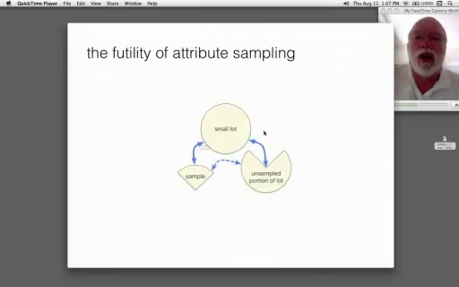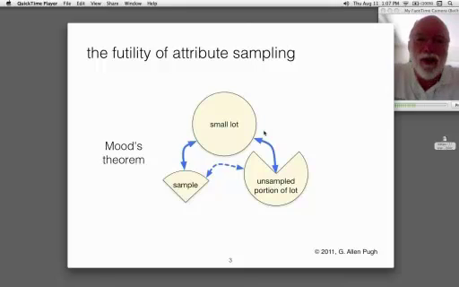Let's start off with one of my very favorite topics based upon Mood's theorem. That is the futility of attribute sampling. Attribute sampling means that articles or items that are exposed to the sampling plan are classified in two ways. That is, they're either conforming or not conforming, or good or defective, or whatever sort of binary classification you choose to make. It's also especially important to remember that this pertains to small lot sampling.